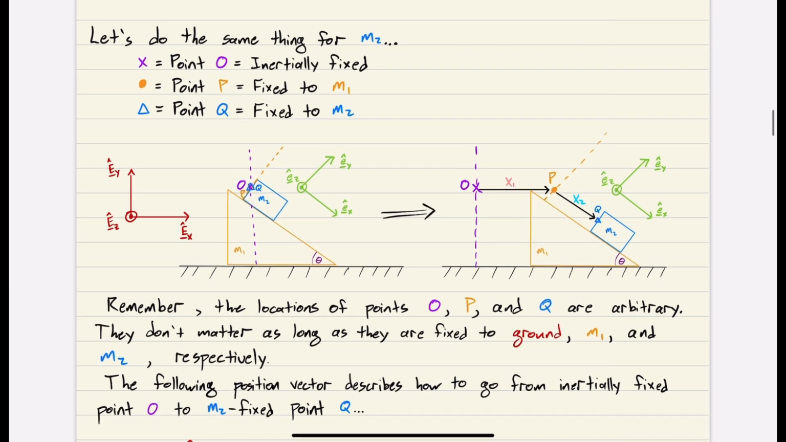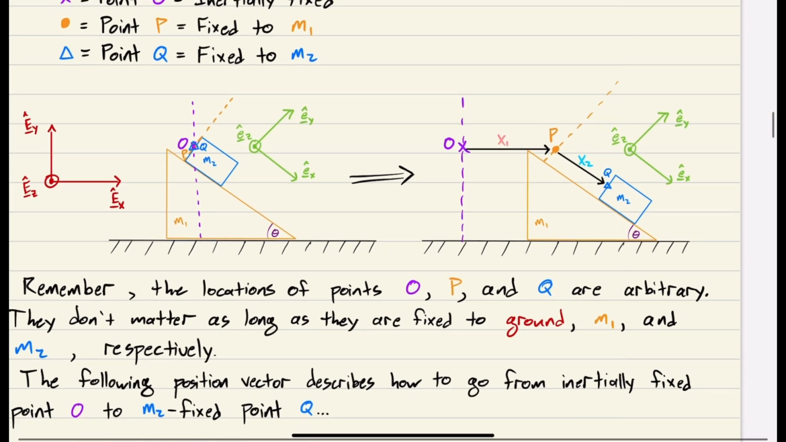So let's do the same thing for m2. Again, we're going to keep our purple X as our inertially fixed point, O. We're going to keep our orange dot as our point P that's fixed to M1. And now I'm going to introduce this blue triangle, point Q, that's fixed to M2. Again, just arbitrarily pick. I pick different locations for O, P, and Q this time, but O is still inertially fixed, point P is still fixed to body 1, M1, and Q is fixed to M2, right? It doesn't matter where you pick them.